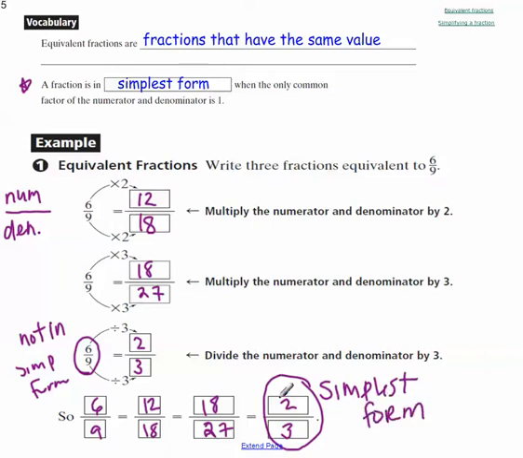How do we know that? Because 2 and 3 have no common factors. Its only common factor is 1.